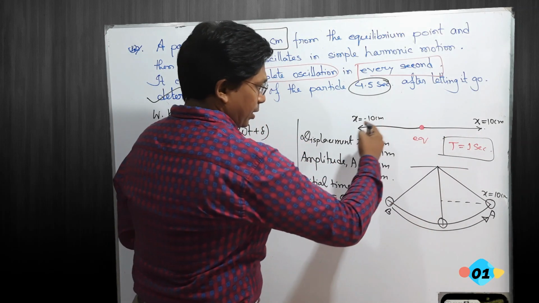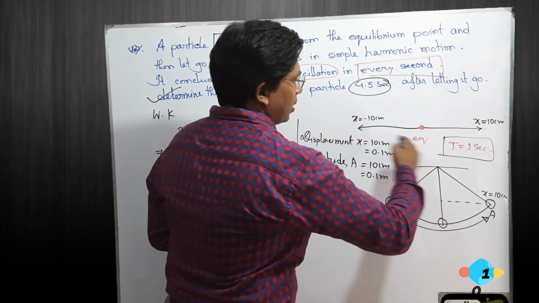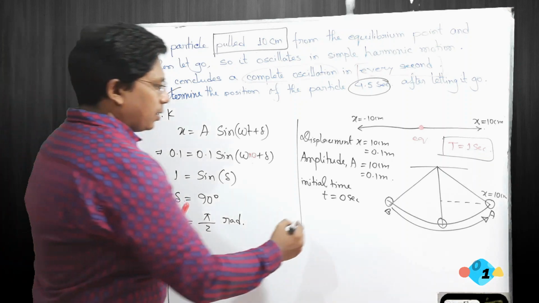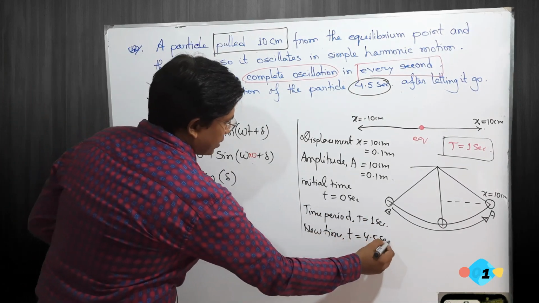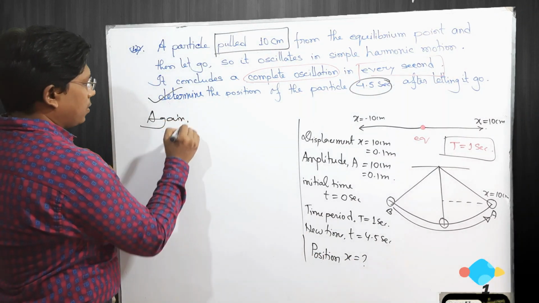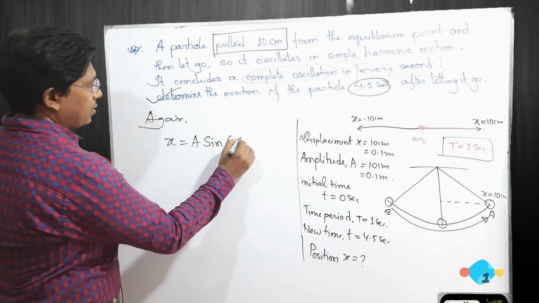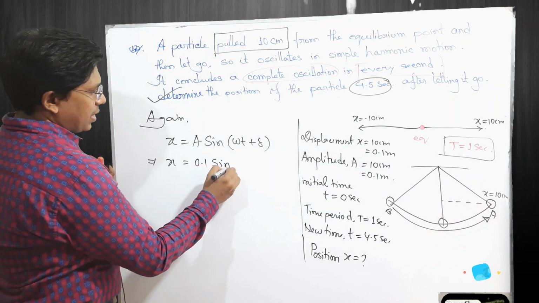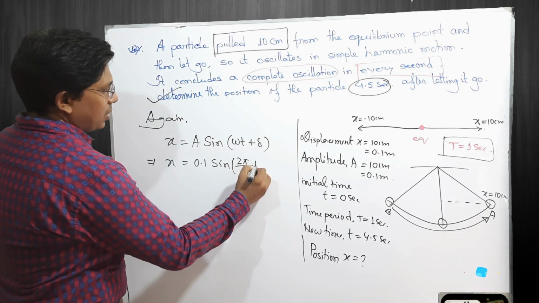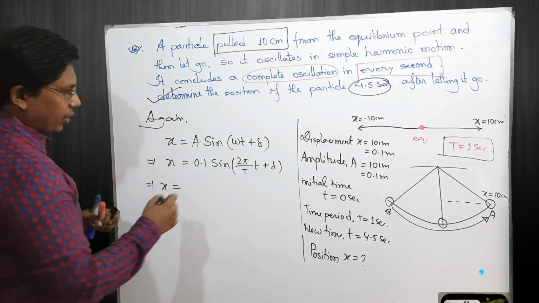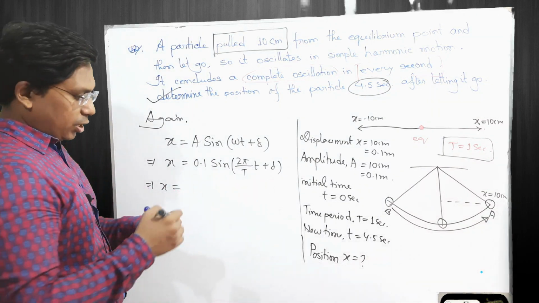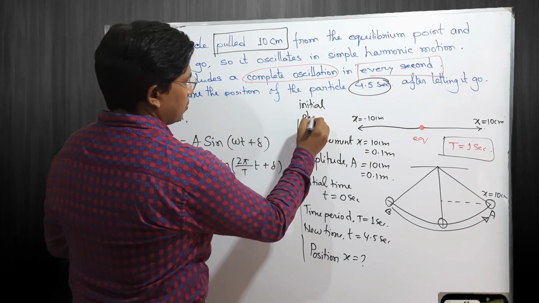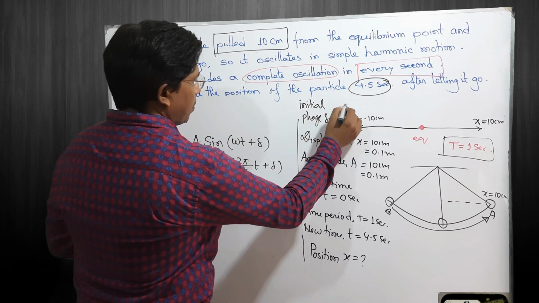We release from here and come back to the initial stage in 1 second. Like this it oscillates continuously, and after 4.5 second, where is the position? This is the asked question. Here is the time period. Again, x equal to A sine omega t plus delta. x is the required, 0.1 sine of omega, 2 pi by capital T, small t plus delta. Now put the values. We determined earlier the initial phase delta equal to pi by 2.